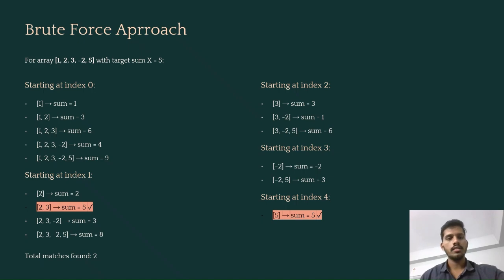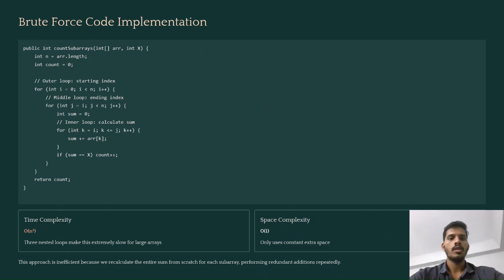Let's build the code. First, we'll use 3 loops. The first loop is for the starting index, and the second loop is to go on from the starting index to the ending index, generating the subarrays with the starting index, and the next loop is to calculate the sum of each subarray generated.